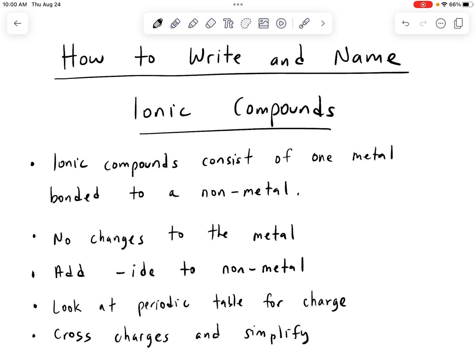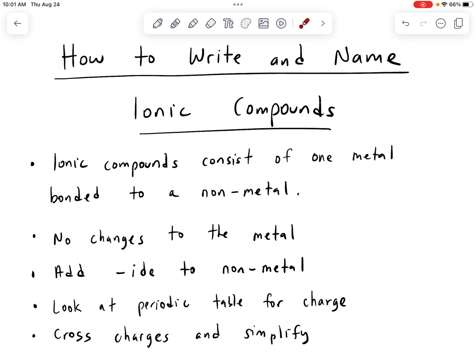In this video, I'm going to cover how to write and name ionic compounds. All right, so first we need to define what is an ionic compound. Ionic compounds consist of one metal bonded to a nonmetal. All right, so that's the definition. We're going to have one metal bonded to a nonmetal.